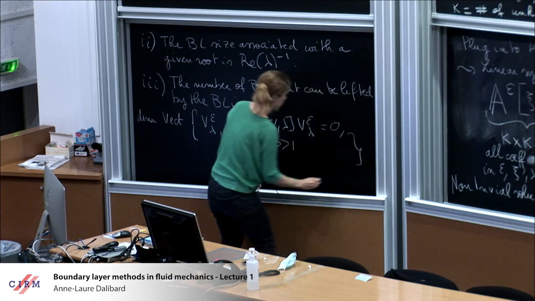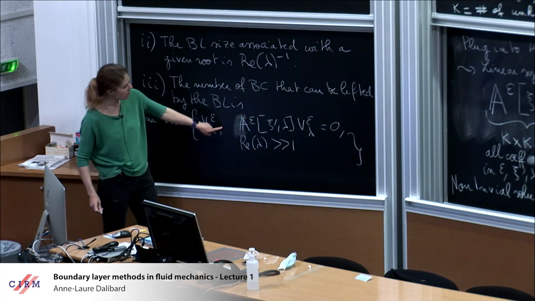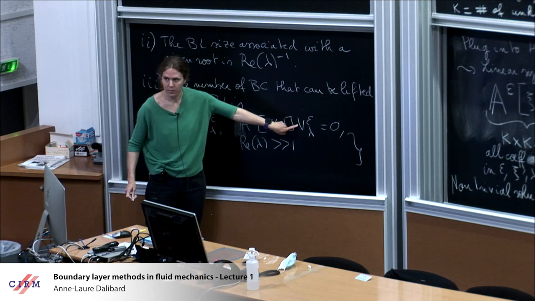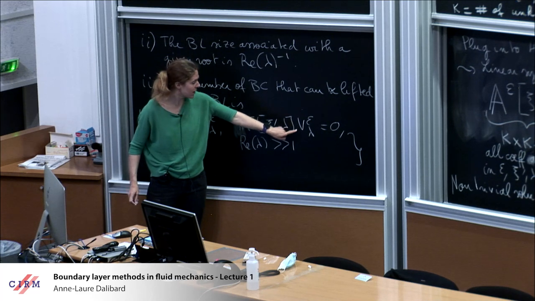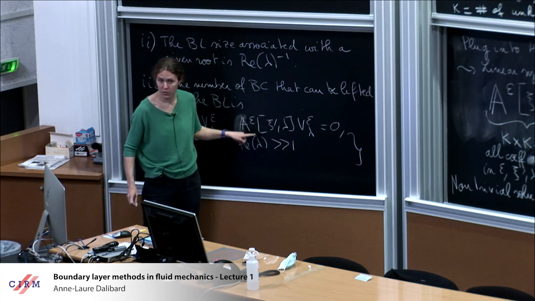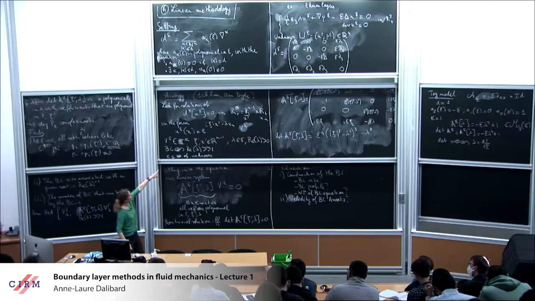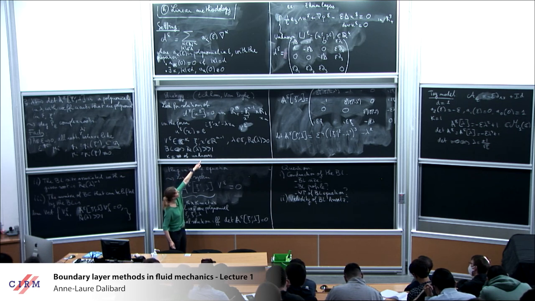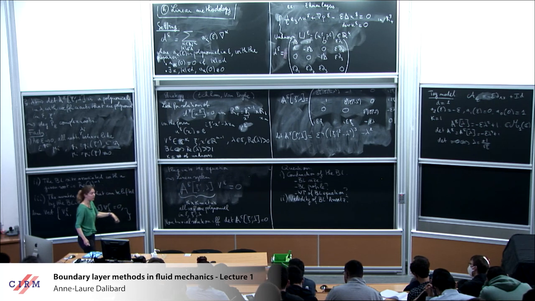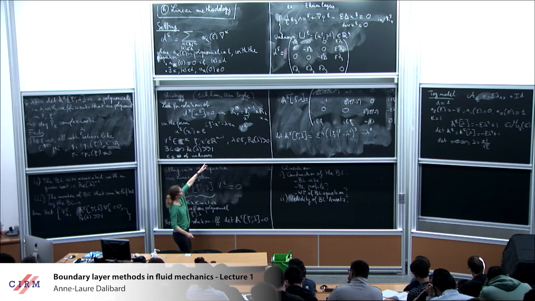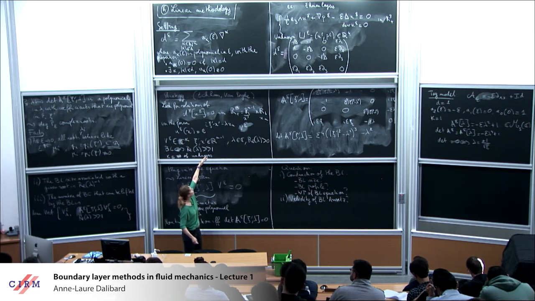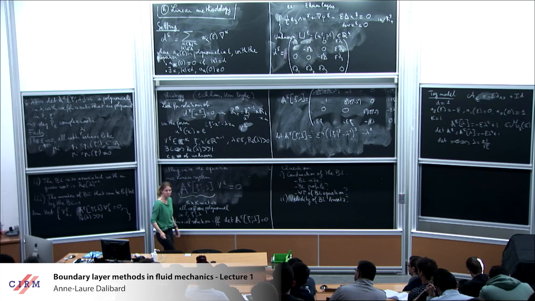Why? Because this is typically your boundary layer profile. When you construct a generic boundary layer solution, you're going to take a linear combination of such profiles, of the exponential e^{i xi prime x prime minus lambda x_n} times V epsilon. So you're going to take linear combinations of such things. And the trace of those on the boundary are exactly the V epsilon, up to the Fourier coefficient.